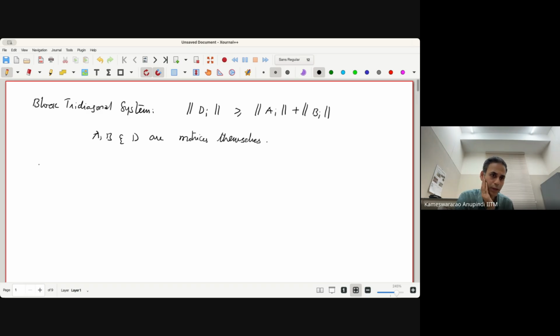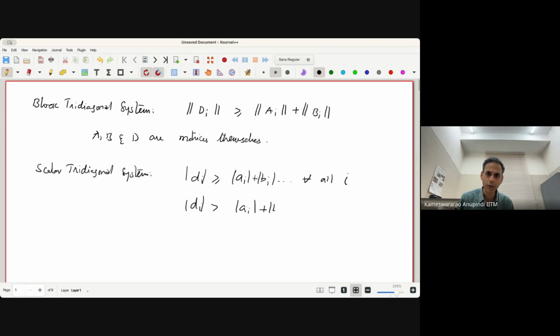In the case of a scalar tridiagonal system, when we wrote the Scarborough criteria, we said D_i should be greater than or equal to A_i plus B_i. This should be valid for all i, and the modulus of D_i should be strictly greater than A_i plus B_i for at least one row, that is, for at least one i. That's what we have written.